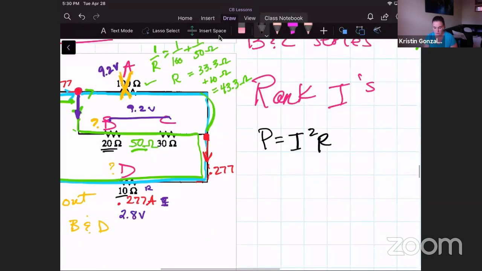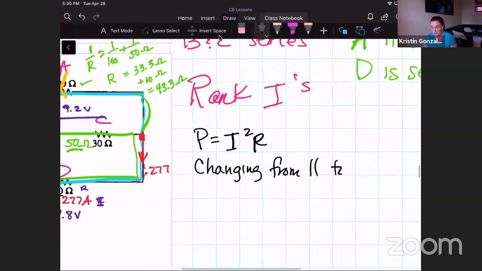So that's the first thing I would want to write, that we're changing from a parallel to a series circuit. And what does that do to our total resistance, guys? That means my total resistance, or my equivalent resistance, is going to increase. And if my equivalent resistance increases, what's going to happen to the current being delivered by the battery? That means my current is going to decrease. That total current coming from the battery is going to decrease.